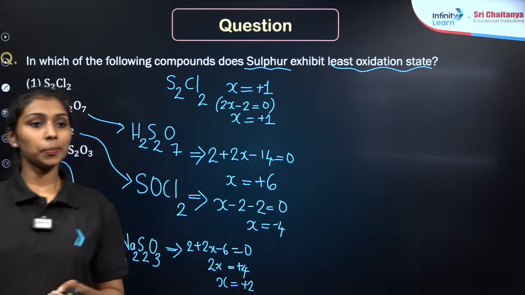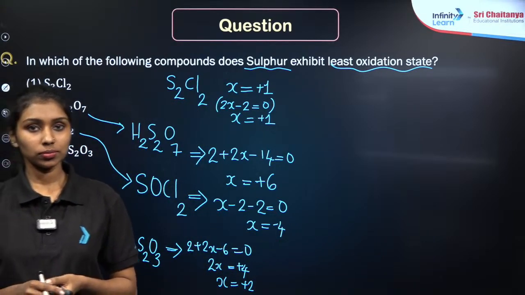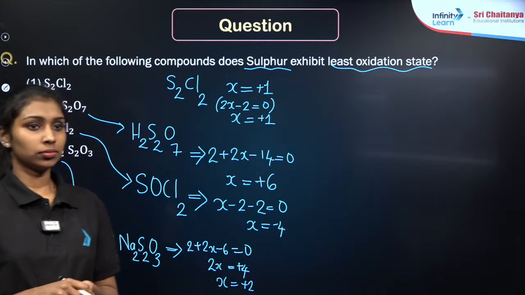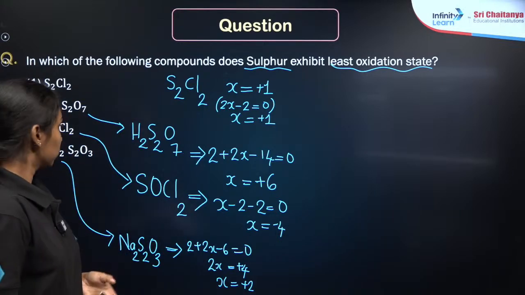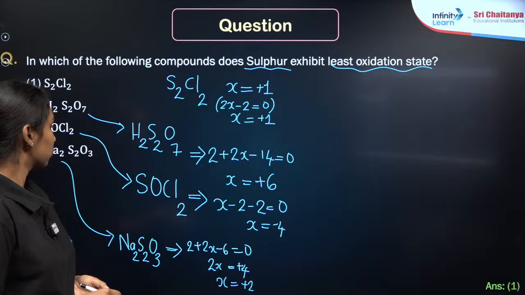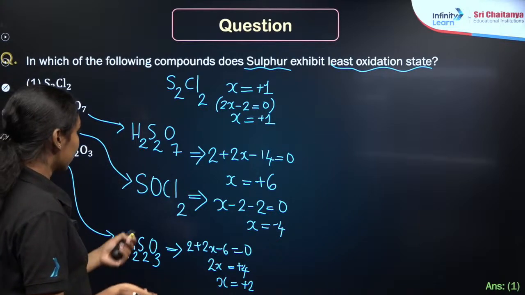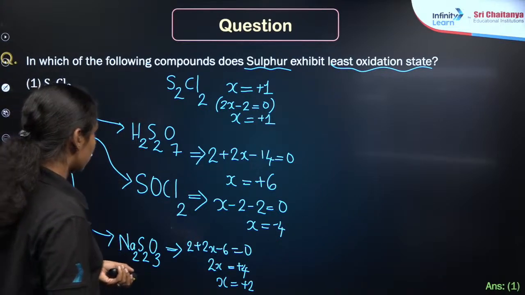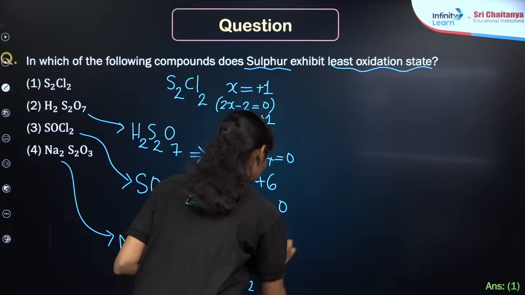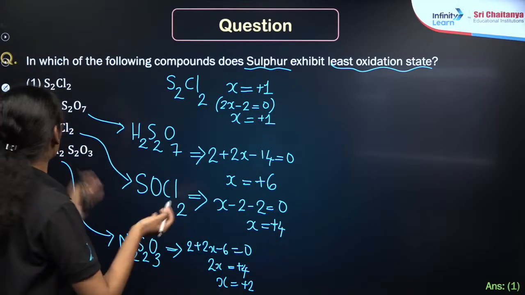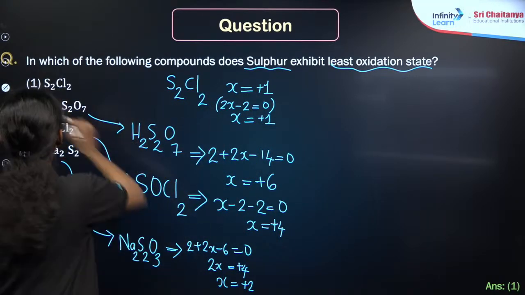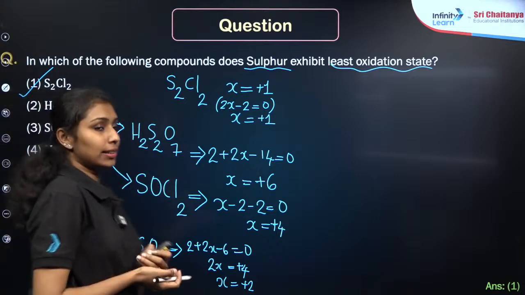Okay, what will be the answer? First one, right? Having the least oxidation state of +1, which means option A, option 1, will be the correct answer. Clear?